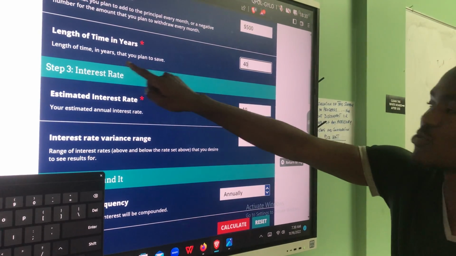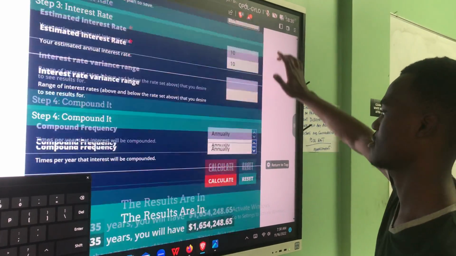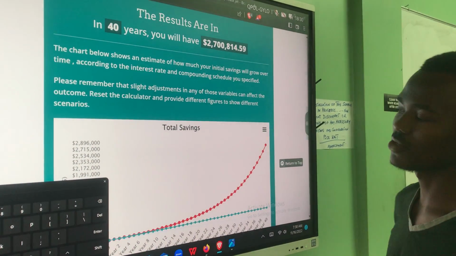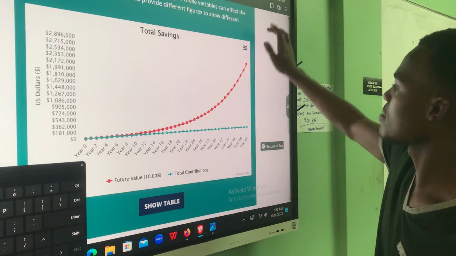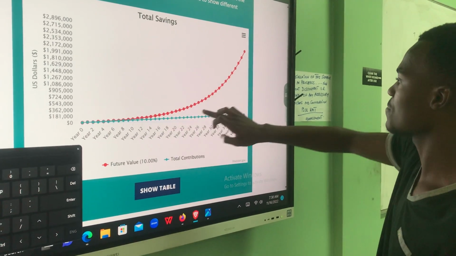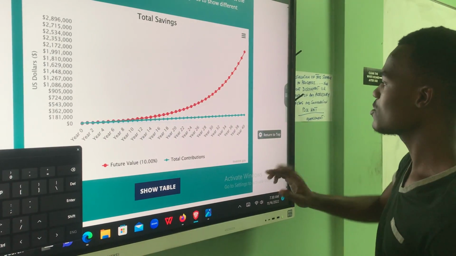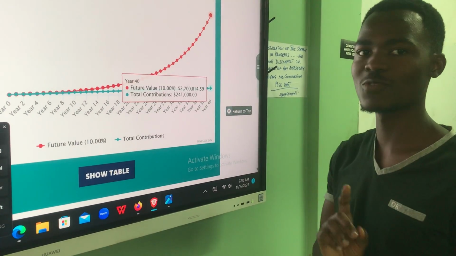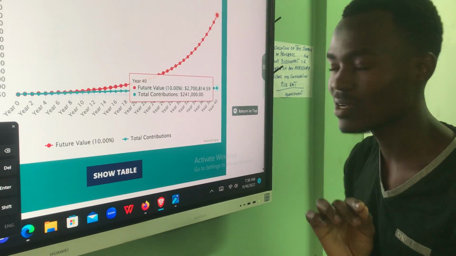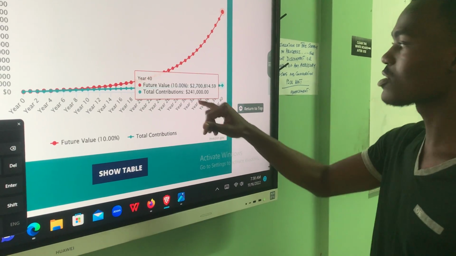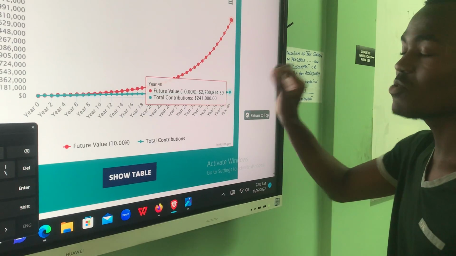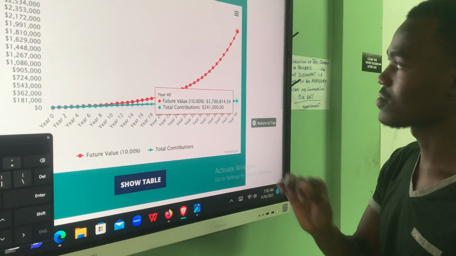I'm going to keep this habit for 40 years, and I calculate it to give me $2.7 million. Remember, the more you go, the more the graph inclines upwards. But don't forget, it has given you $2.7 million, but you've not even contributed $500,000 into this system. You've only contributed $250,000. It has given you $2.7 million.